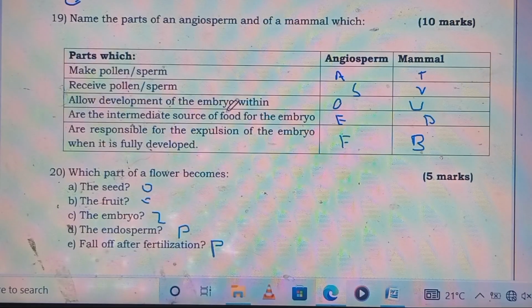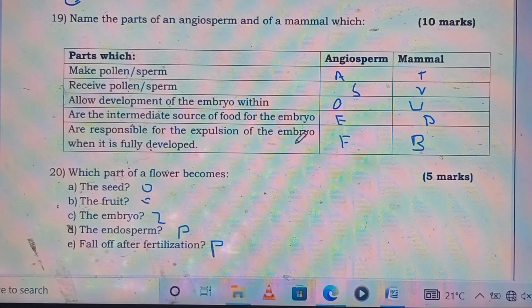Allow development of the embryo within. Here it is the ovary, but here it is the uterus. Intermediate source of food for the embryo. Here it is called the endosperm, but here it is the placenta. The part responsible for expulsion of the embryo when it is fully developed. Here it is fluid, but here it is the birth canal.